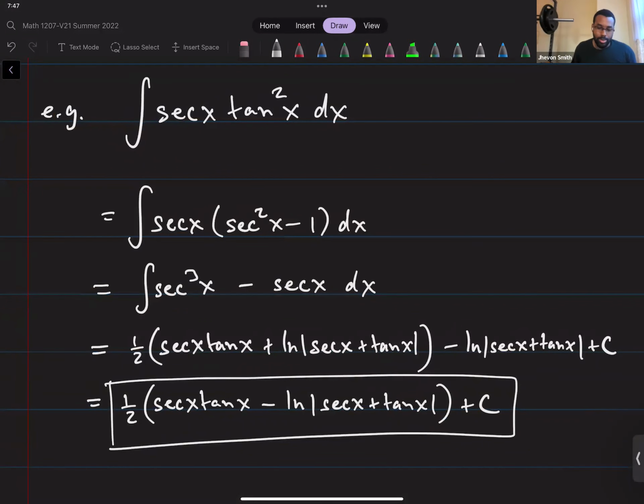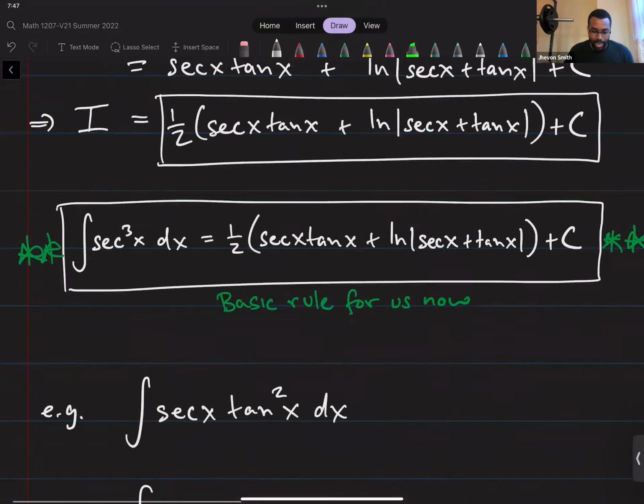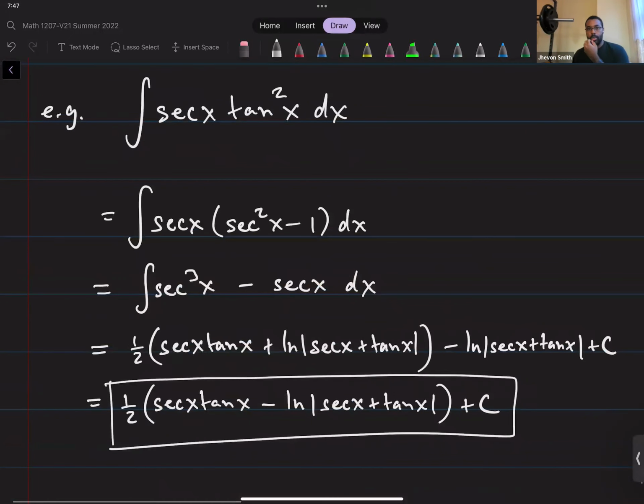So why I recommend remembering the secant cube is you wouldn't want to have to do all this while doing this. I mean, secant cube shows up often enough where, in another situation, you might break it down and get to a part where there's a secant cubed. And rather than wanting to break that down further, you can just deal with the secant cubed on the spot. That happens more often than you would think.